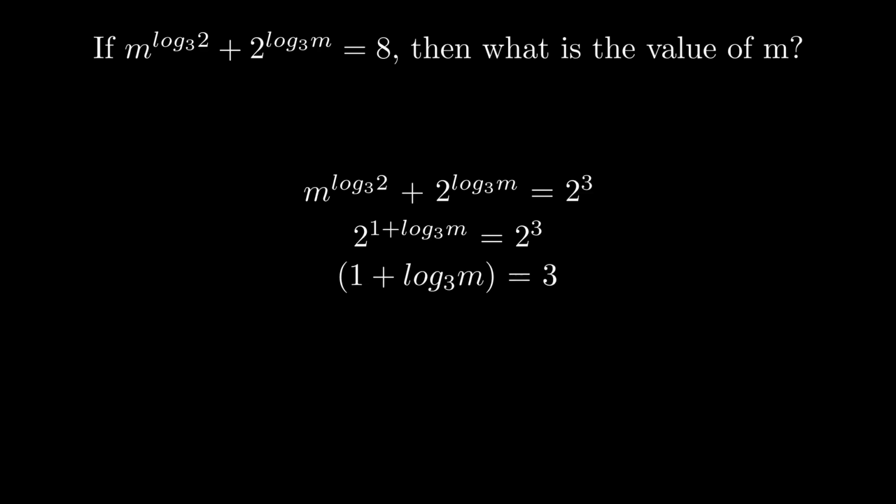Then log 2 gets cancelled on both sides. Now we are left with a simple equation which can be solved by manipulation. Giving our final answer as m, which is equal to 9.